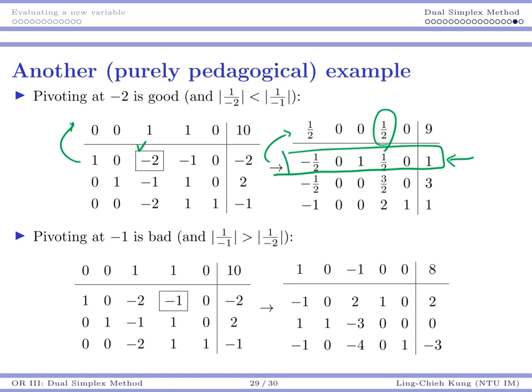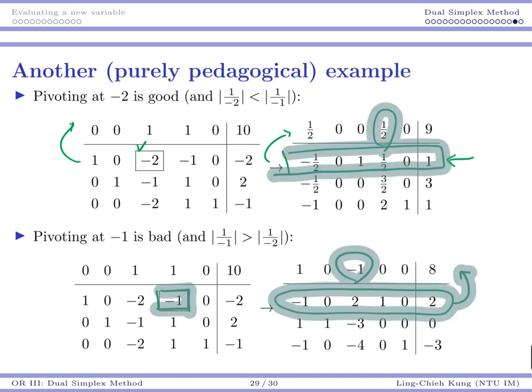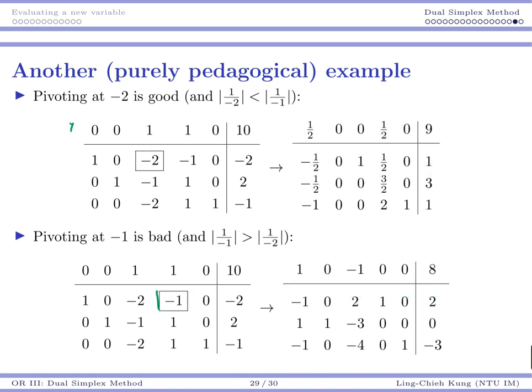But if you pivot at -1, then the calculation seems to be easy. But once you try to fix row 0, it's going to give you a -1 here. That negative reduced cost, of course, is very bad. Why is that? Because that tells you this seems to be an entering candidate, while it should be a leaving candidate. So that's weird.